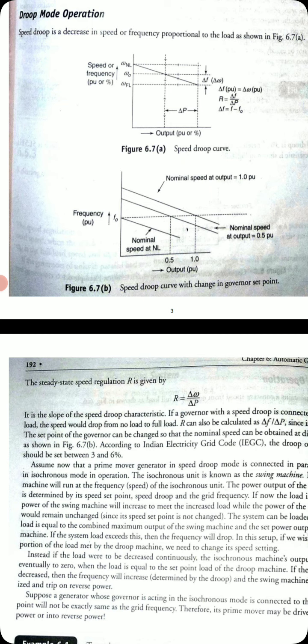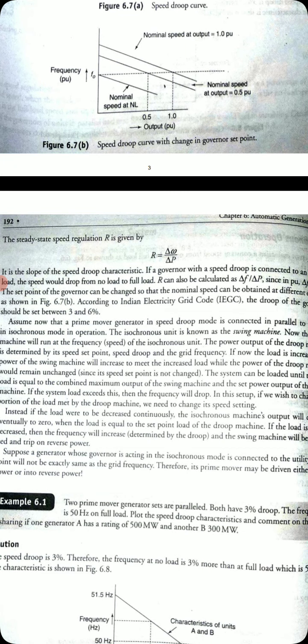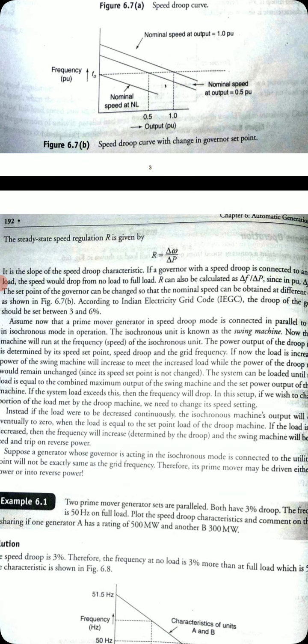According to the IEGC, the droop of the governors should be between 3 to 6%. Now, assume a prime mover generator in speed droop mode is connected in parallel to another in isochronous mode. The isochronous unit is known as the swing machine. Now the droop machine will run at the frequency of the isochronous unit. The power output of the droop machine is determined by its speed set point, speed droop and the grid frequency. Now if the load is increased, the power of the swing machine will increase to meet the increased load, while the power of the droop machine would remain unchanged.